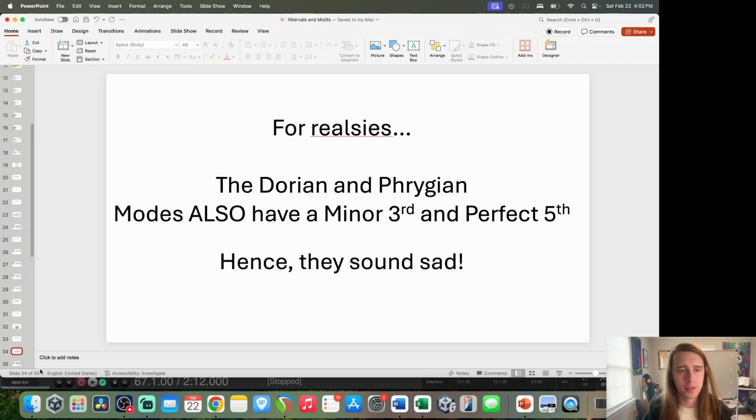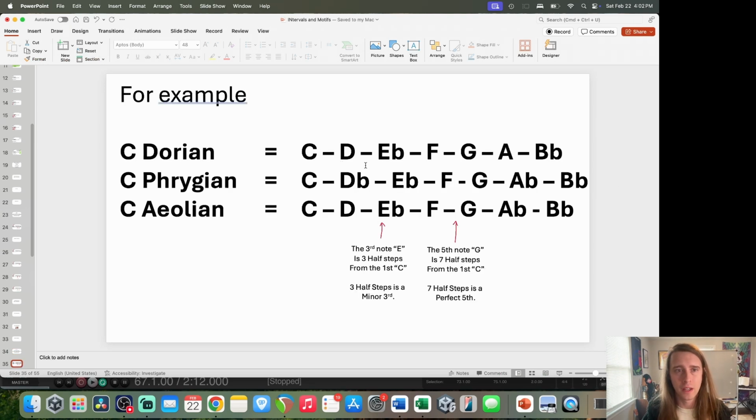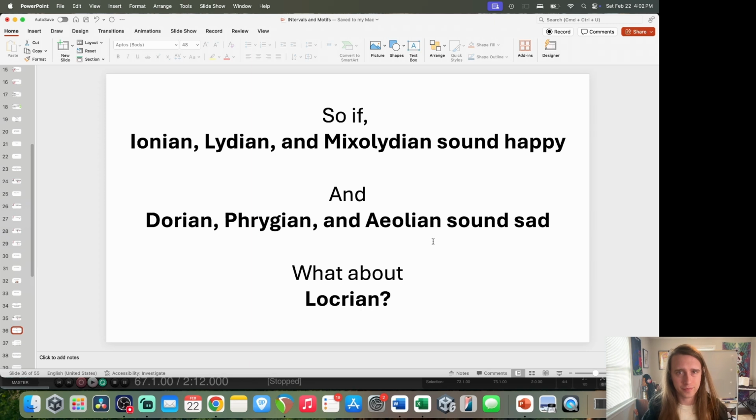So all three of them sound sad. And look, Dorian, Phrygian, Aeolian have that flat third, but they still have the perfect fifth. So they sound sad and stable. So we went over the Ionian, the Lydian, the Mixolydian. Those are major, they sound happy. And we went over the Dorian, Phrygian, Aeolian, which are minor and sound sad. But there's still one more mode, and that's called the Locrian.